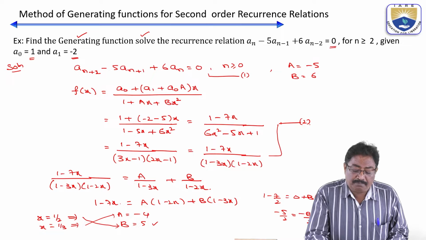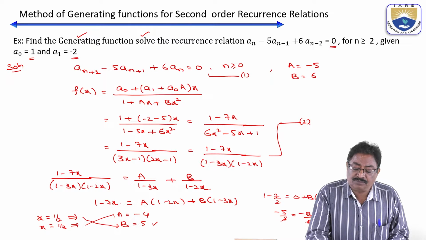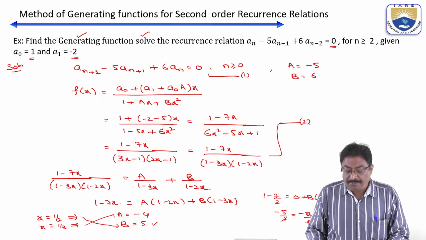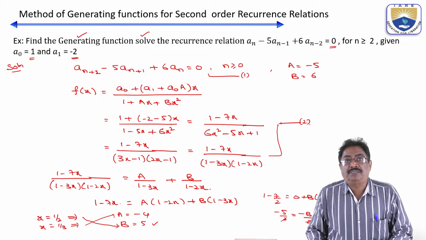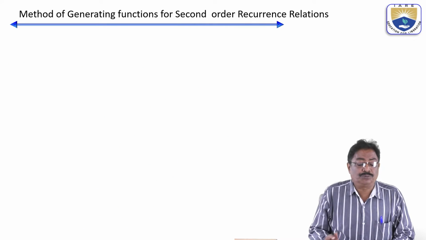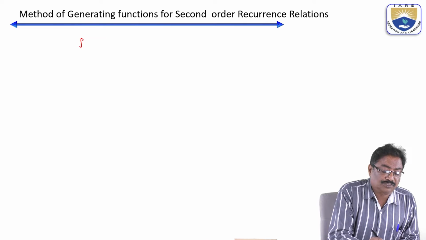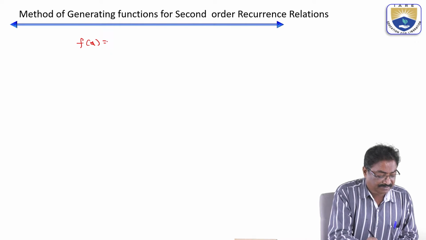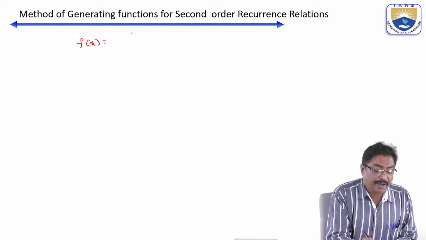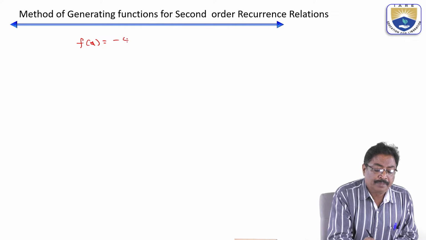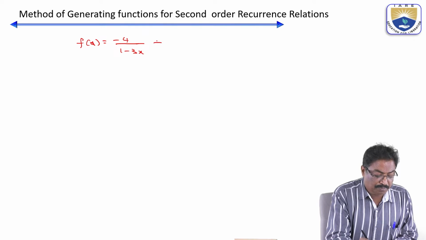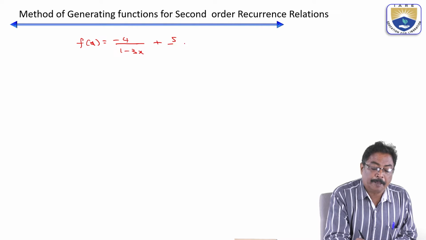Minus b by 2, so this cancels. So what I am getting is b equal to 5. Now, after finding this, I am just substituting in equation 2. So what is f of x? f of x is equal to a by (1 minus 3x) plus b by (1 minus 2x), where a is equal to minus 4 and b is 5.